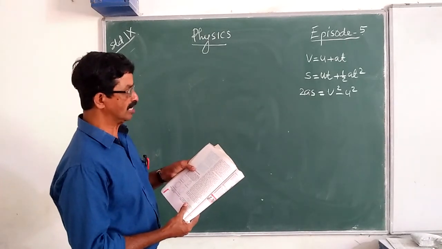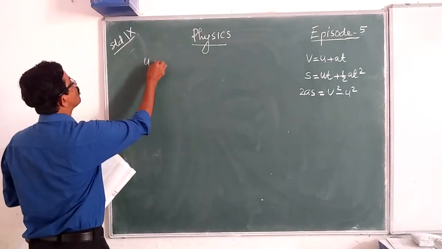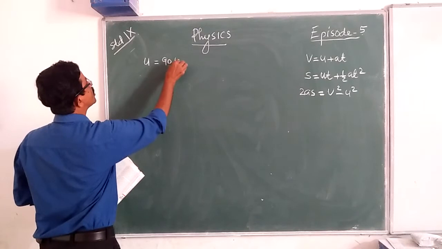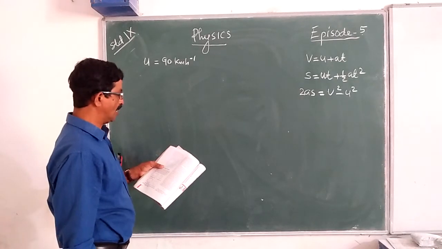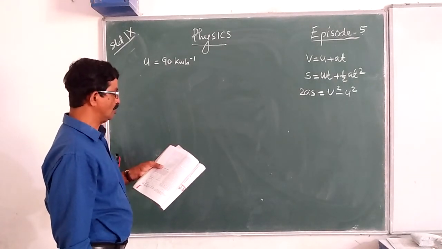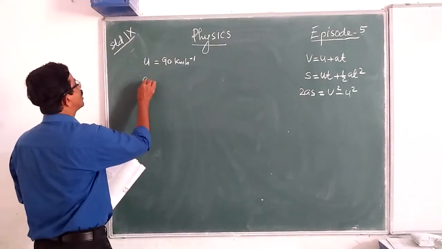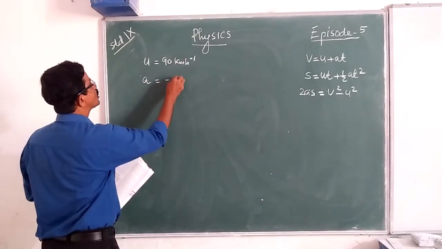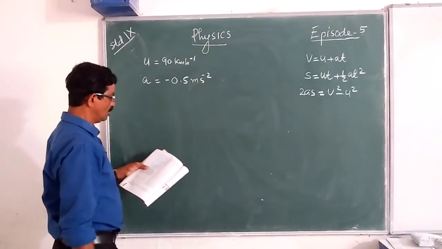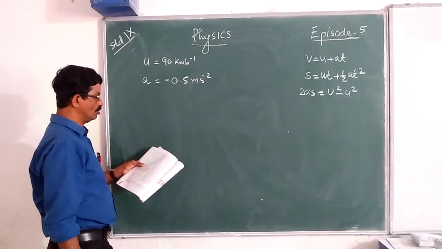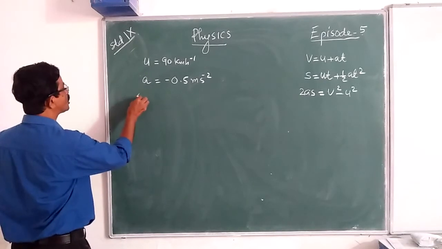A train is traveling at a speed of 90 km per hour. That means its initial velocity is 90 km per hour. Brakes are applied so as to produce a uniform acceleration of minus 0.5 meter per second square. So acceleration a is equal to minus 0.5 meter per second square. Find how far the train will go before it is brought to rest. That means we want to find out its displacement.